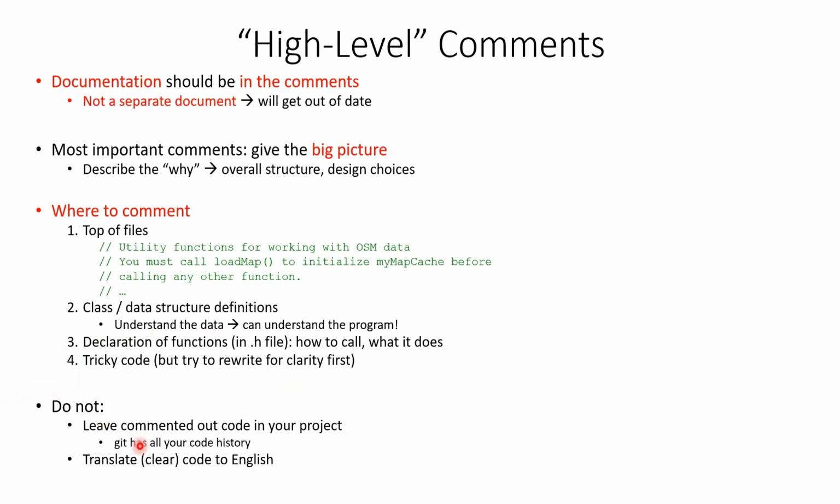Do not leave commented out code in your project. If you need to get the record of something afterwards, Git has all your code history, so you don't need to comment out code to keep the record. And do not translate clear code to English. So we don't want you to over comment by translating some code that's really clear to English.